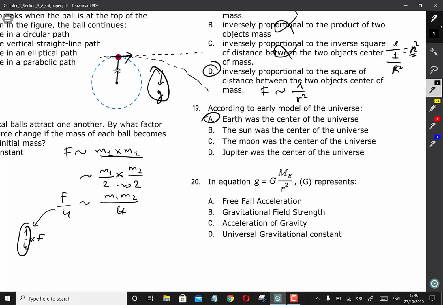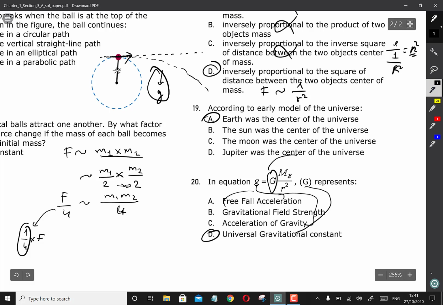G represents, G is the universal gravitational constant. Universal gravitational constant, constant of universal gravitation. So according to that, universal gravitational constant is G. And sometimes students get confused. This is free fall acceleration, small g, or acceleration of gravity is small g. Gravitational velocity is small g. These three are defining small g, which is different. But the universal gravitational constant is defining capital G, which is in the equation. So this is the solution of answer key of the third quiz.